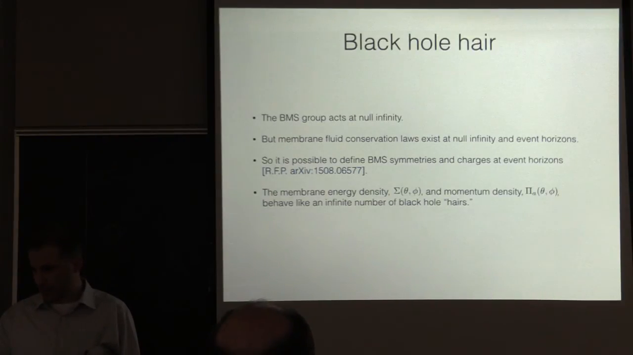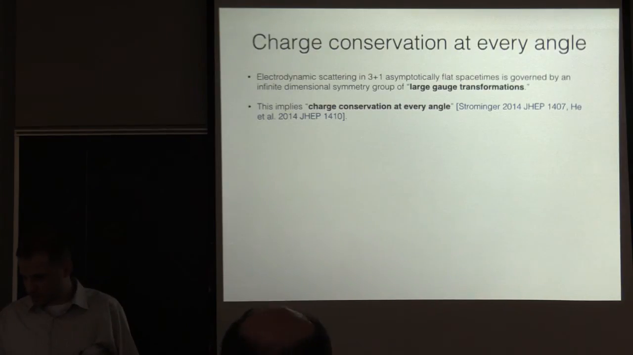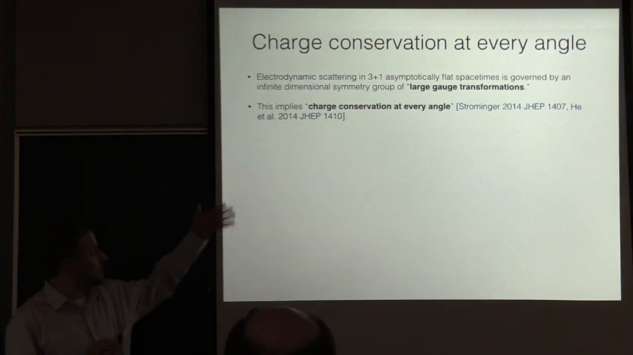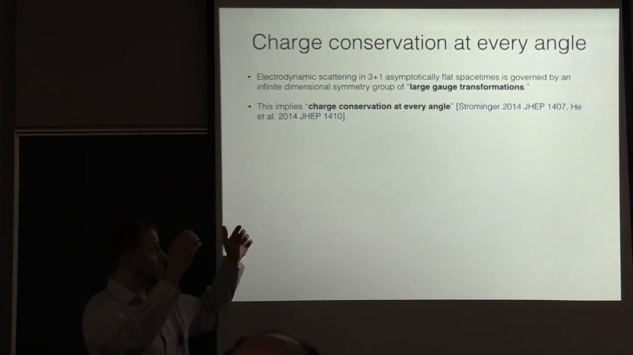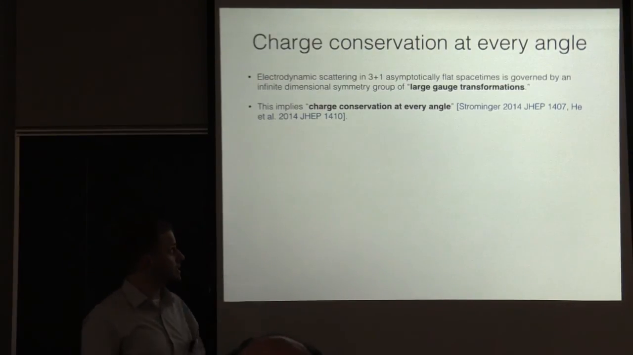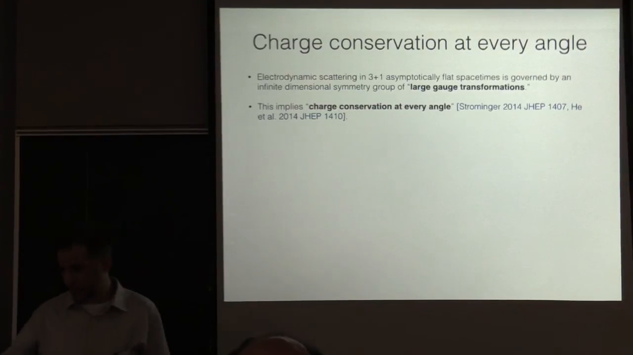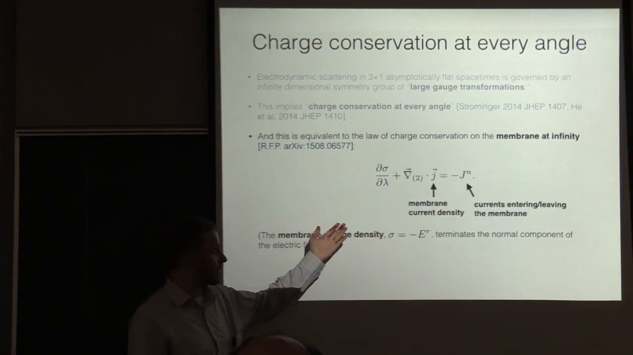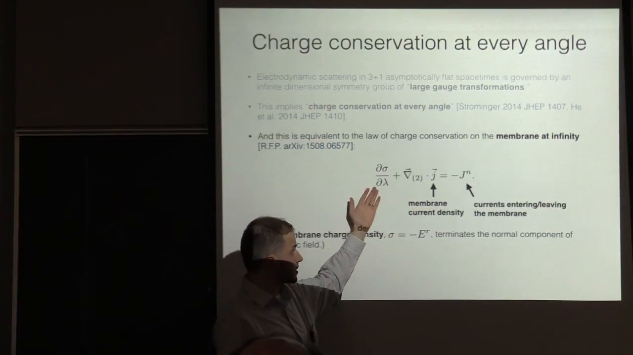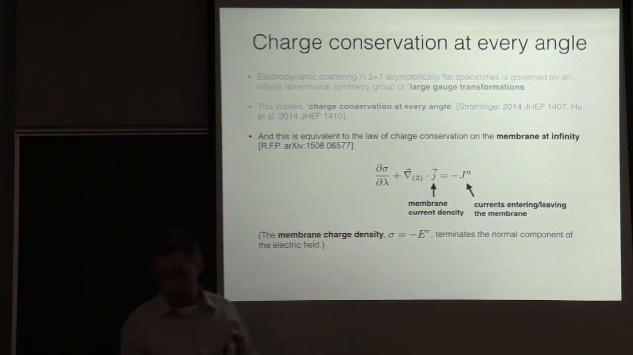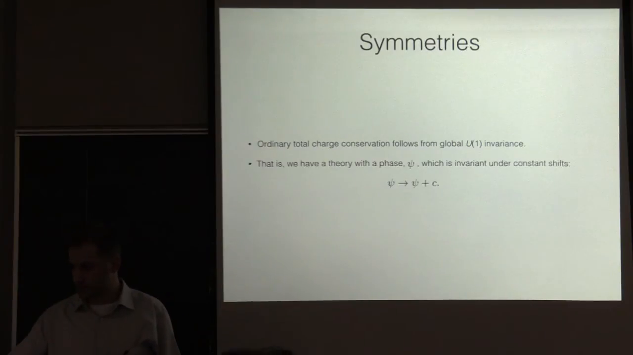Yep. And then since my time is up, I'm going to skip the last couple slides just to end on time. But all of this has an analog for electrodynamics. There's an asymptotic symmetry group for electrodynamics of large gauge transformations. There's charge conservation at every angle. It shows up in the membrane paradigm because the membrane satisfies this charge continuity equation. You can term by term match with this other way of thinking about the story.